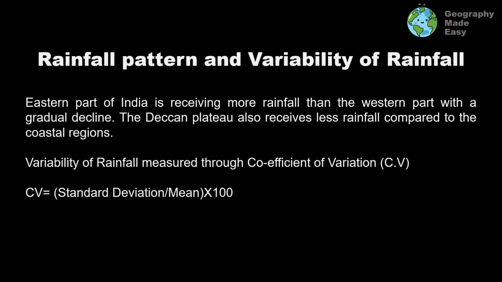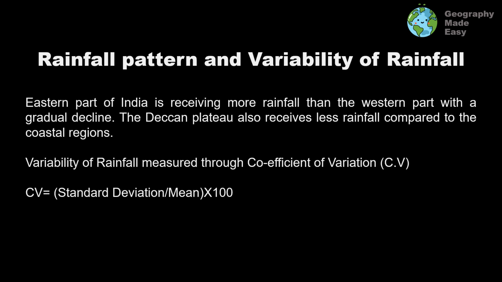Now we'll come to a part of the syllabus which is related to the seasons, which is the rainfall pattern of India and the variability. So we will be talking about the rainfall pattern. What is the pattern? Certain parts of India receive heavy rainfall, certain parts receive scanty rainfall. So the eastern part receives more rainfall than the western part. The Deccan Plateau receives less rainfall than the coastal areas.